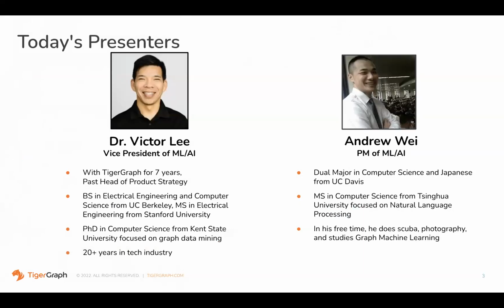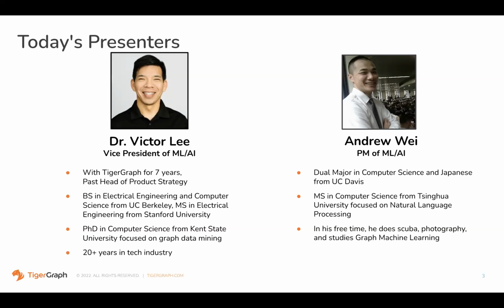And let's get started. So I'm Dr. Victor Lee. I'm Vice President of Machine Learning and AI at TigerGraph. I've been here 7 years now. My background was originally in electrical engineering, but then I've been working on graph data science for the past 7-8 years. And joining me today is Andrew Wei, my product manager, who also has a background as a data scientist and is really excited to be on our team with talking about graph machine learning.